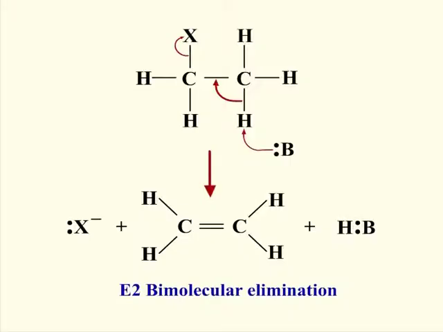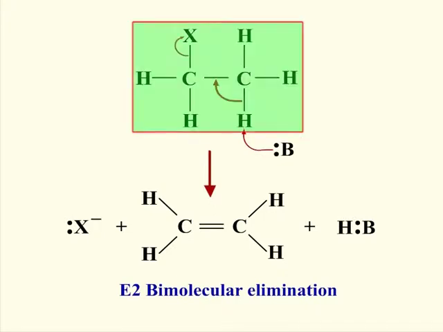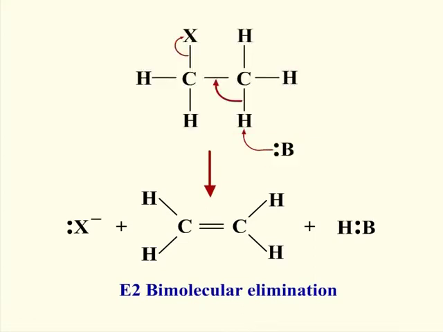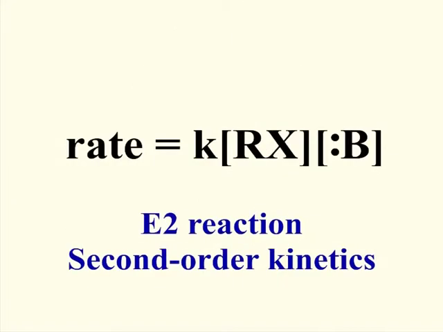The rate determining step is the only step, which involves reaction between a molecule of alkyl halide and a molecule of base, and its rate is proportional to the concentration of both the reactants. Have a look at the reaction on the screen, which shows that rate is proportional to a constant K multiplied by concentration of alkyl halide multiplied by concentration of base.